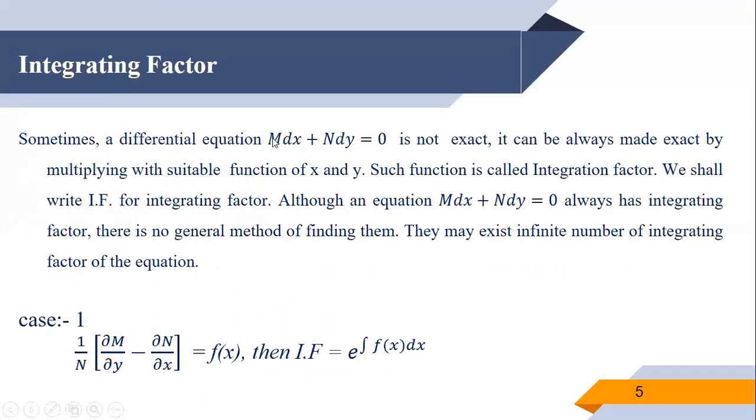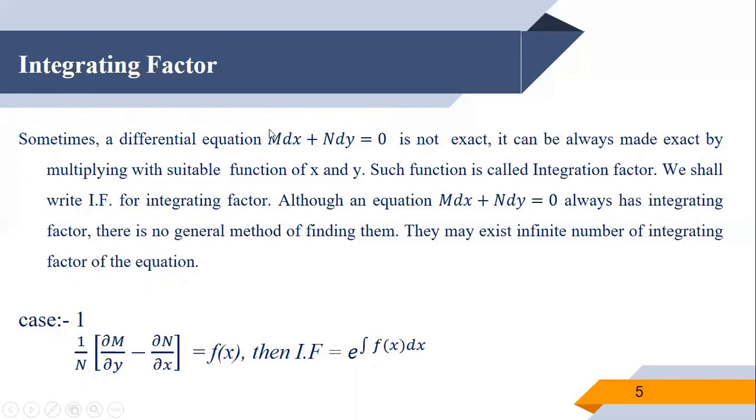Now next, integrating factor. Sometimes a differential equation M dx plus N dy equal to 0 is not exact. That means the necessary and sufficient condition is not satisfied: del M by del y is not equal to del N by del x. So this equation is not exact. It can always be made exact by multiplying with a suitable function of x and y.